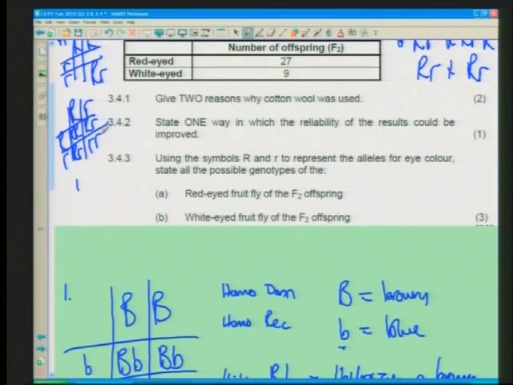Does it make sense? Yes, it does. Now what have I got? I've got a 3:1 ratio, or 3 and 1. So that's 75% and this is 25%. So it's 3/4 and 1/4. You with me? Yes, ma'am.